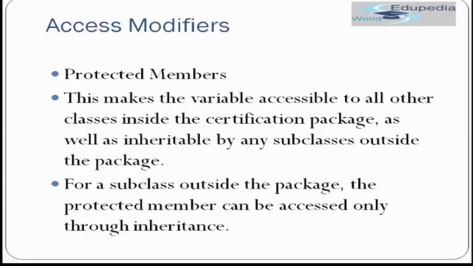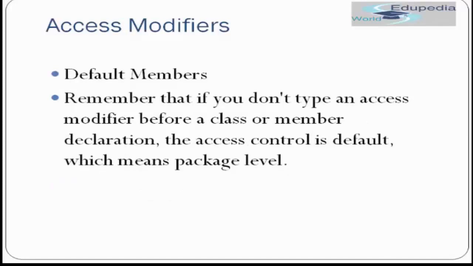Fine. So moving forward. Okay, the last access modifier is default members. Remember that if you don't type any access modifier before a class or a member declaration, the access control is default, which means package level. Default is also a package level modifier, but the name given to it is not package members, but rather default members, and it simply means that it is accessible anywhere in the package. So if there's a class outside the package, you cannot access the default member over there. But within the same package, any class can access default members. Fine. So these were the 4 access modifiers.